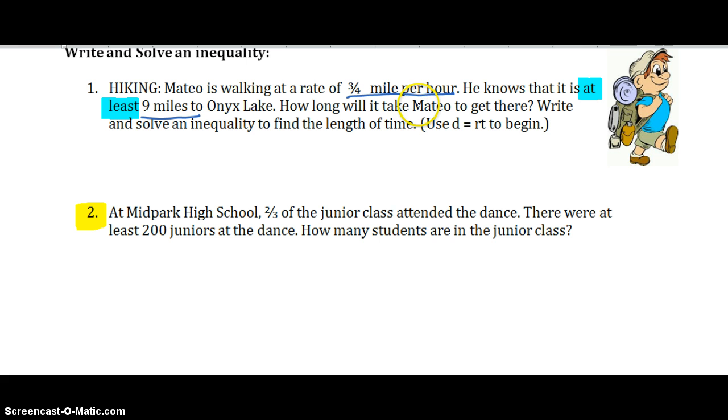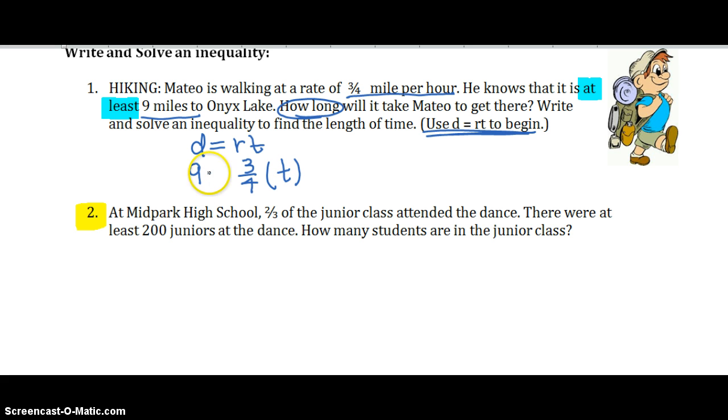How long will it take Mateo to get there? Write and solve an inequality to find the length of time, and it gives us a hint to use the distance formula. Distance equals rate times time, but I already heard the words at least, so it's not going to be an equation, it's going to be an inequality. All right, so the distance to Onyx Lake is at least 9 miles, and he's traveling at a rate of 3/4 miles per hour, and we're looking for how long. So we're looking for t, his time.